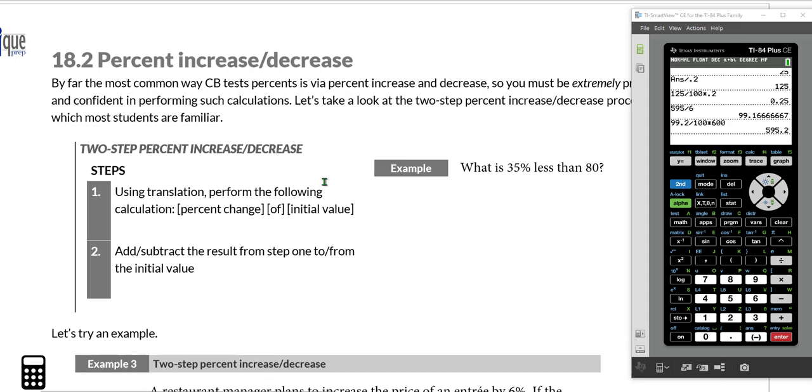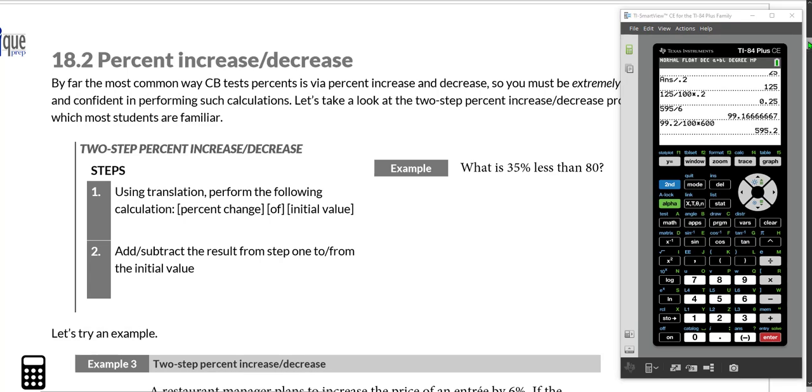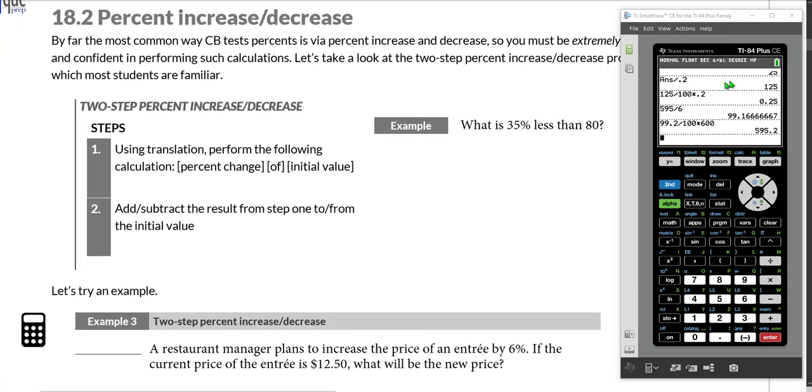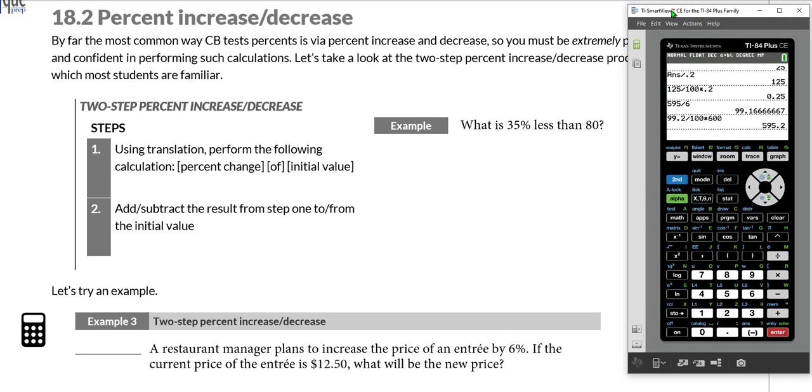So there is a 2-step process, which most students are actually familiar with, both the 2-step and the 1-step process. I think the 2-step process is a little bit more common among students, possibly because it's a little bit more intuitive. We will talk in a moment about the fact that you really do need to know how to do both methods, the 2-step and the 1-step. So for the 2-step, we've got the 2-step percent increase decrease process, and obviously it contains 2 steps. So here's what we're going to do.